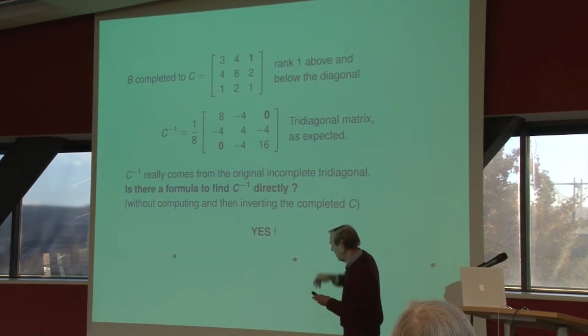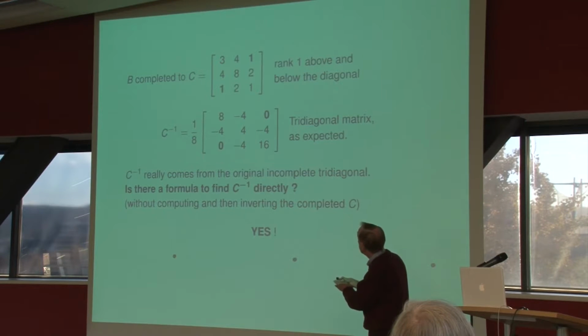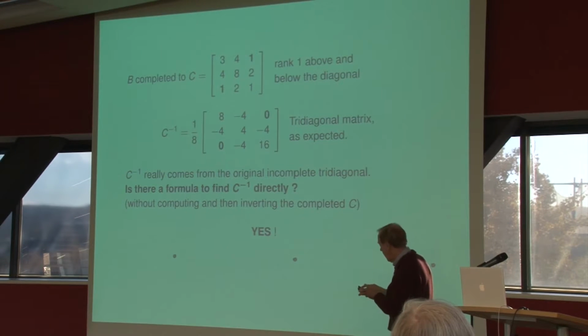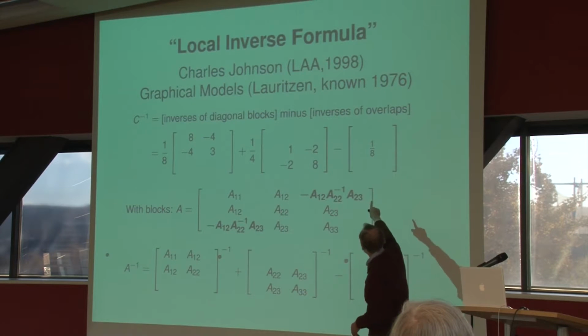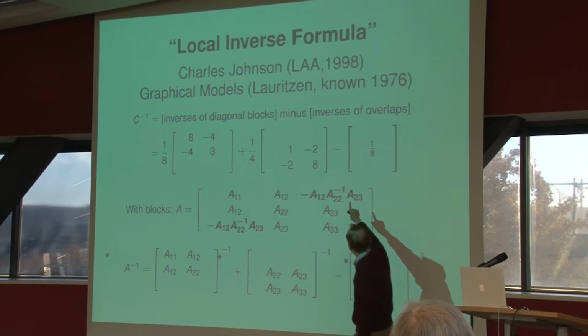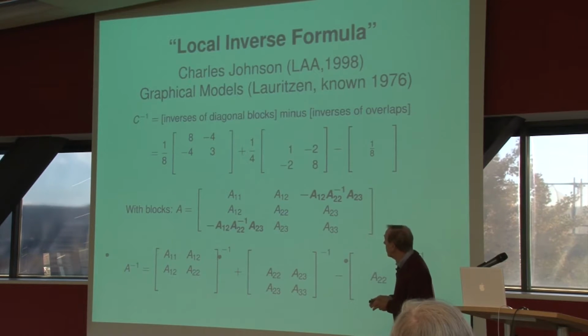To find C inverse, I claim that you could invert that 2 by 2, invert this 2 by 2, add those together, put those together, then subtract the inverse of the overlap, which is just 1/8, subtracted from the diagonal, and there it is. So that's the 2 by 2 upper inverse, the 2 by 2 lower inverse, and subtracting the overlap, and you get the correct answer.